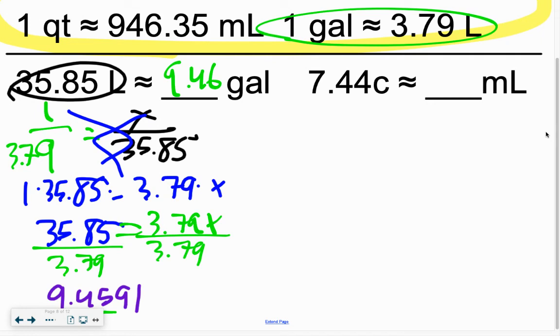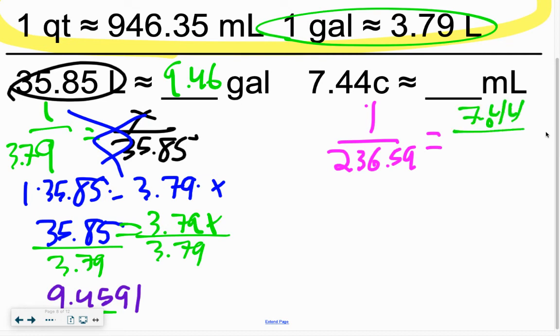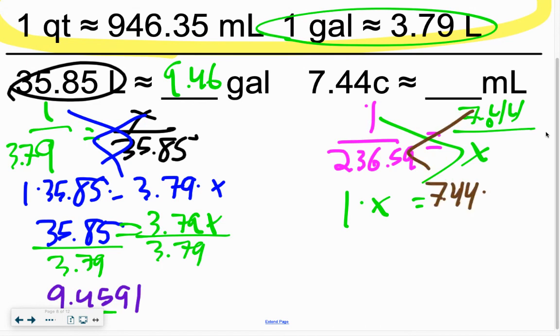And then this last one, again, talking about cups and milliliters, finding the right one. Cups and milliliters gives me 1/2 and 236.59 equals this guy. Cups goes on the top. Don't lose the decimal, beloved variable. 1 times x equals those guys, 7.44 times. Again, you can use the x symbol in multiplying or something else if the dots get confusing. And as you've got that, well, that's just 1x equals, wow, that's a lot.